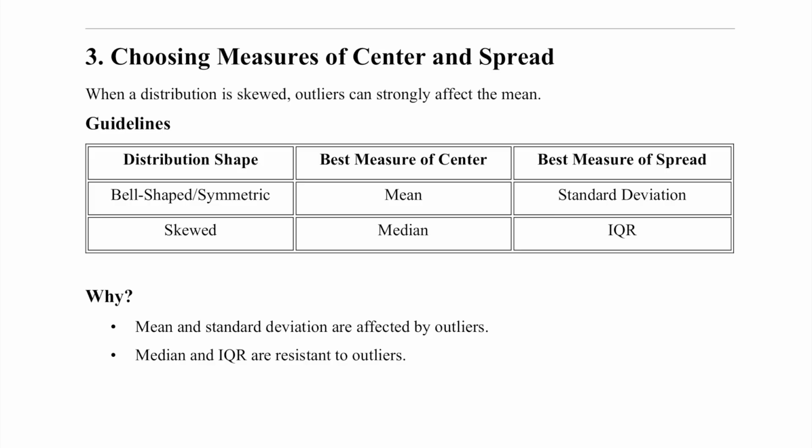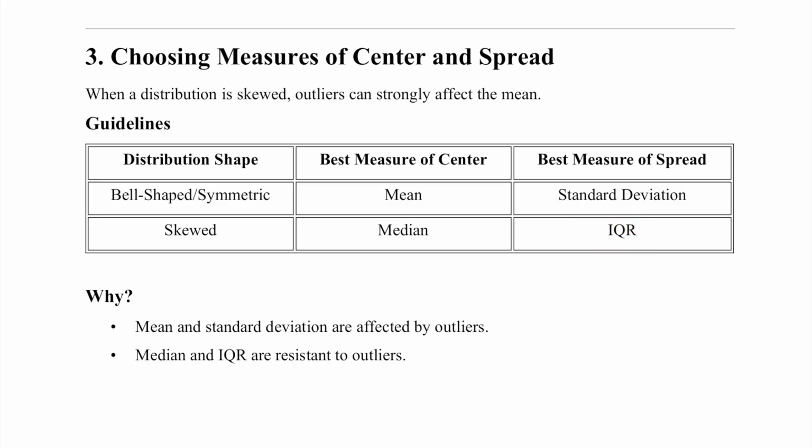Now, let's talk about which statistics we should use. For a bell-shaped or symmetric distribution, we use the mean for the center and standard deviation for the spread. For a skew distribution, we use the median for the center and IQR for the spread.